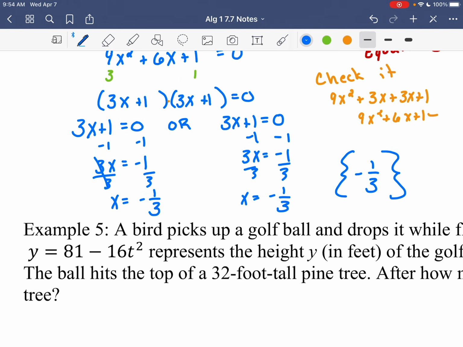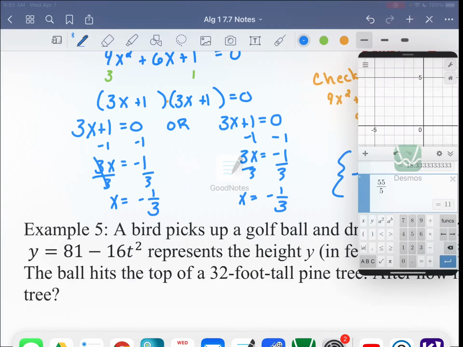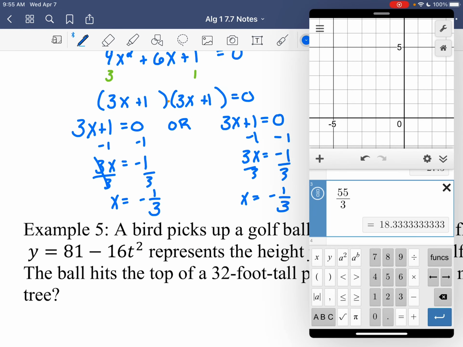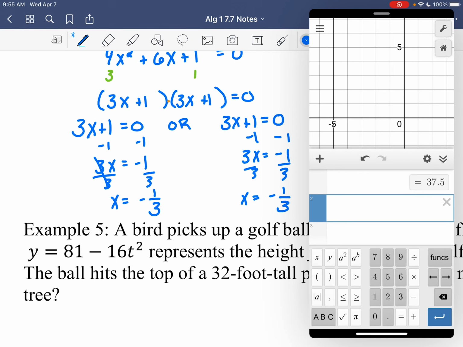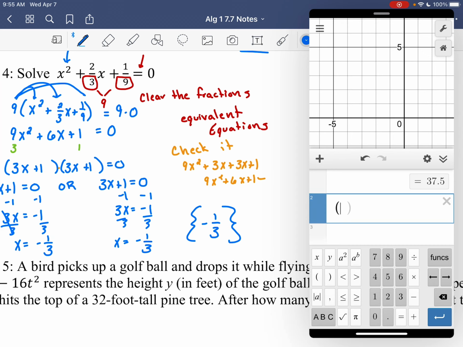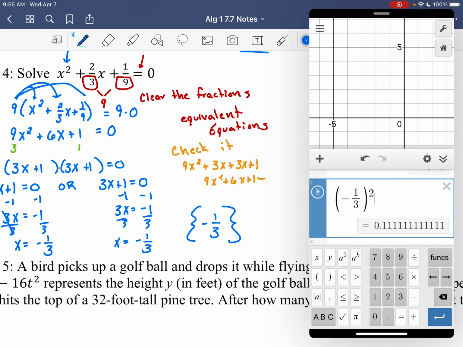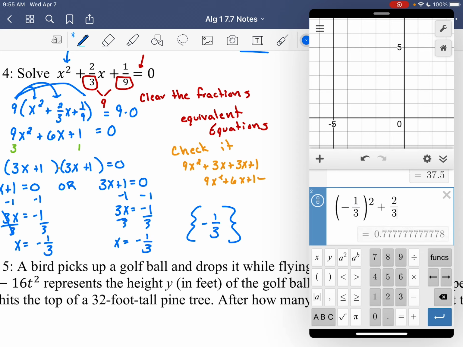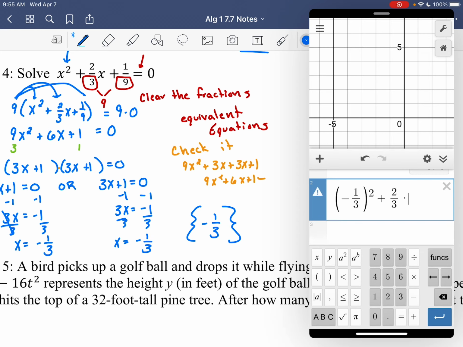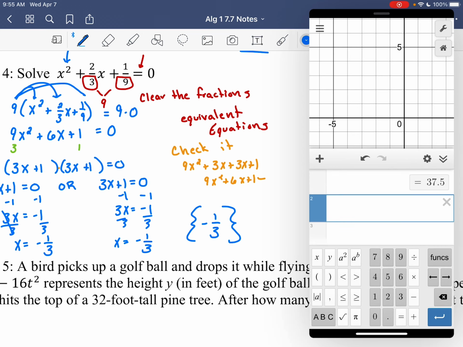To double check this, I'm going to bring up a calculator. Okay, so I've got negative 1/3 squared plus 2/3 times negative 1/3. Oh no, sorry guys, lost it. Let's try again. It's easier doing it with keyboard.